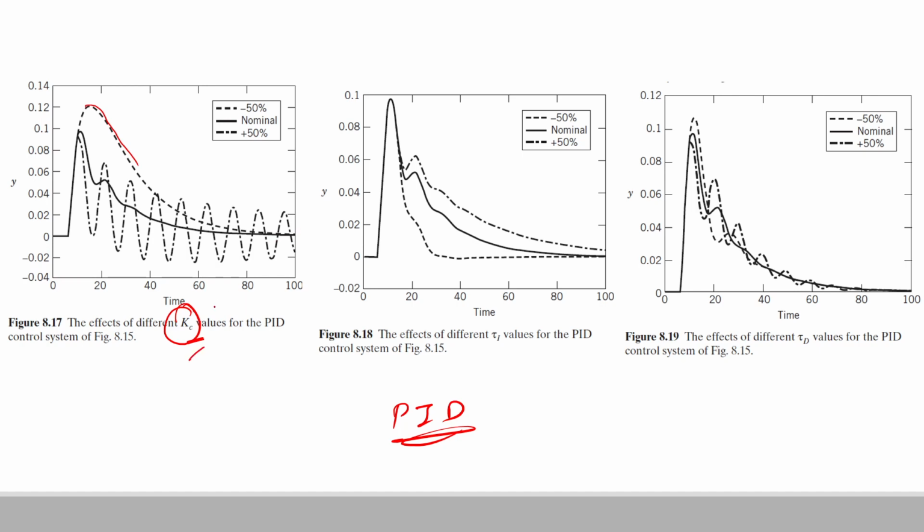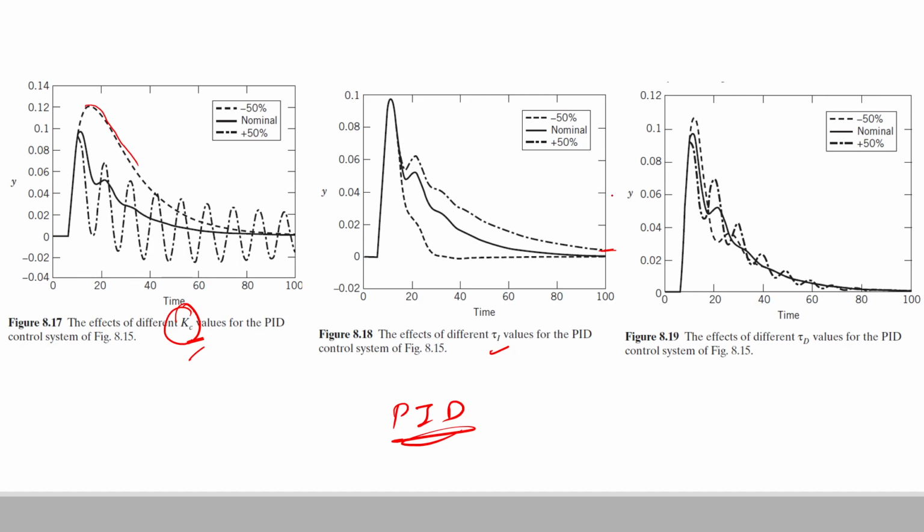So this Kc can introduce this oscillatory behavior, it can introduce the delay of the process. That is the main objective to study this graph. Then similar effects are observed in this integral time also. So if we keep on increasing the integral time, the delay in order to reach the set point will increase, so longer time will be taken to reach the set point.